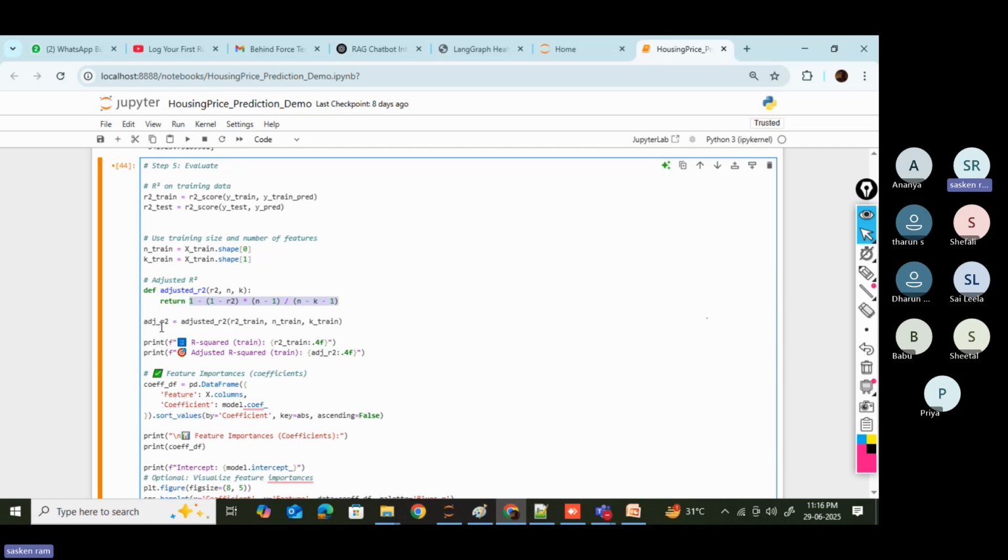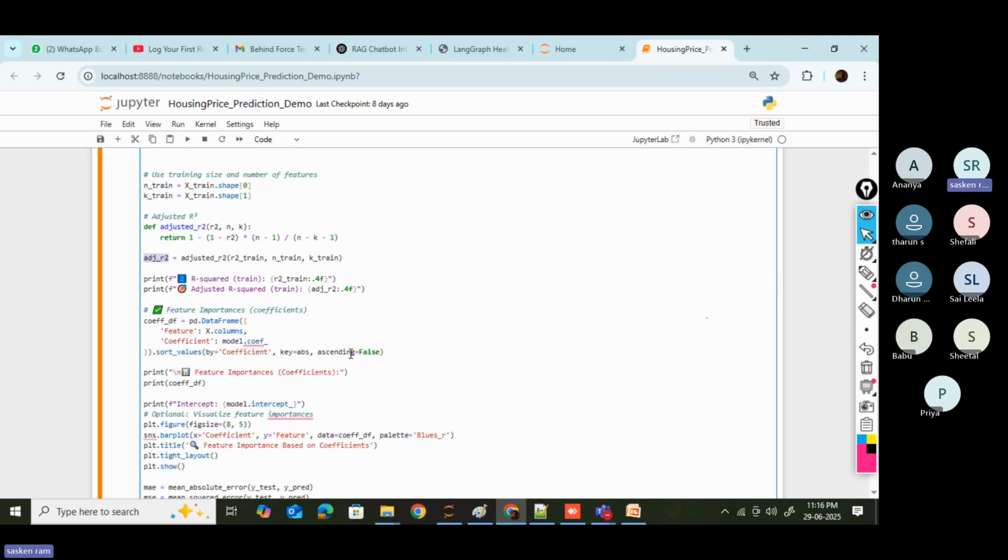So what I did, I have called this function, followed by the equal sign, adjusted R squared, and all the parameter values, whatever I want to pass, right? R2_train, n_train, and k_train. I'm going to pass these three parameters to this function. It will get substituted, and then it gives me the adjusted R squared. That will get stored here, and that is the one I printed here.